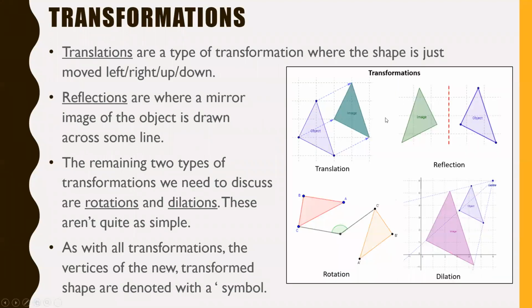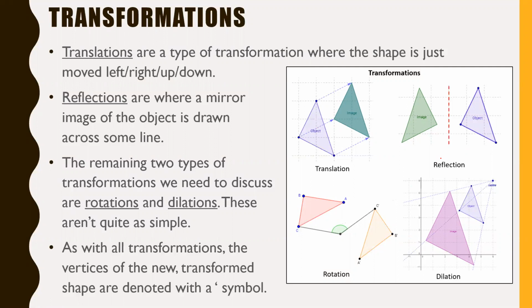Here we go. So just a quick recap on transformations. Transformations are basically just where you change a shape into a new shape. That's about it, right? So transformations, they can be all sorts. Translations are the simplest one. Translations is just where the shape is moved left, right, up, or down, right? So this one right here is a translation because they just moved the original object to a new location to form the image. The image is the end result.